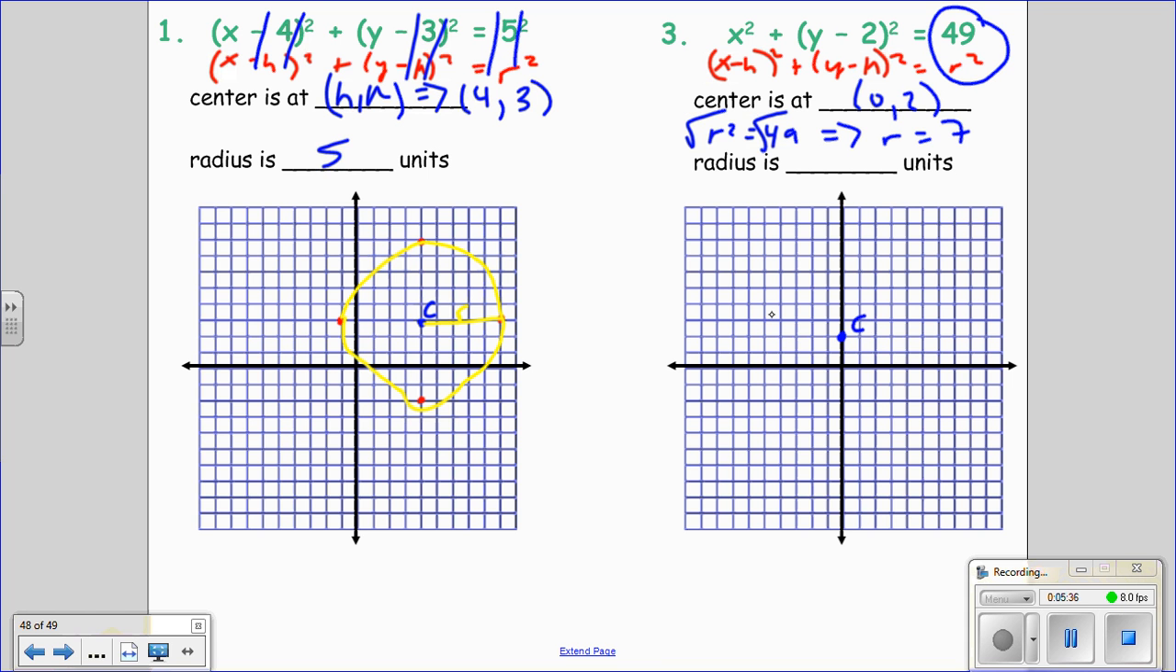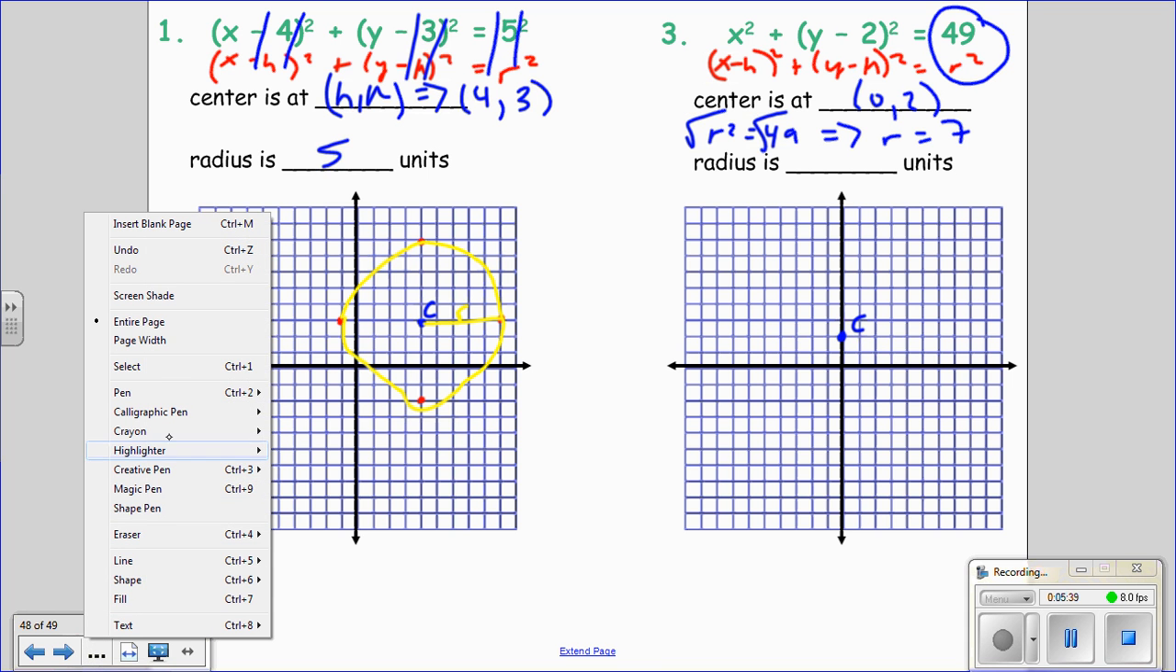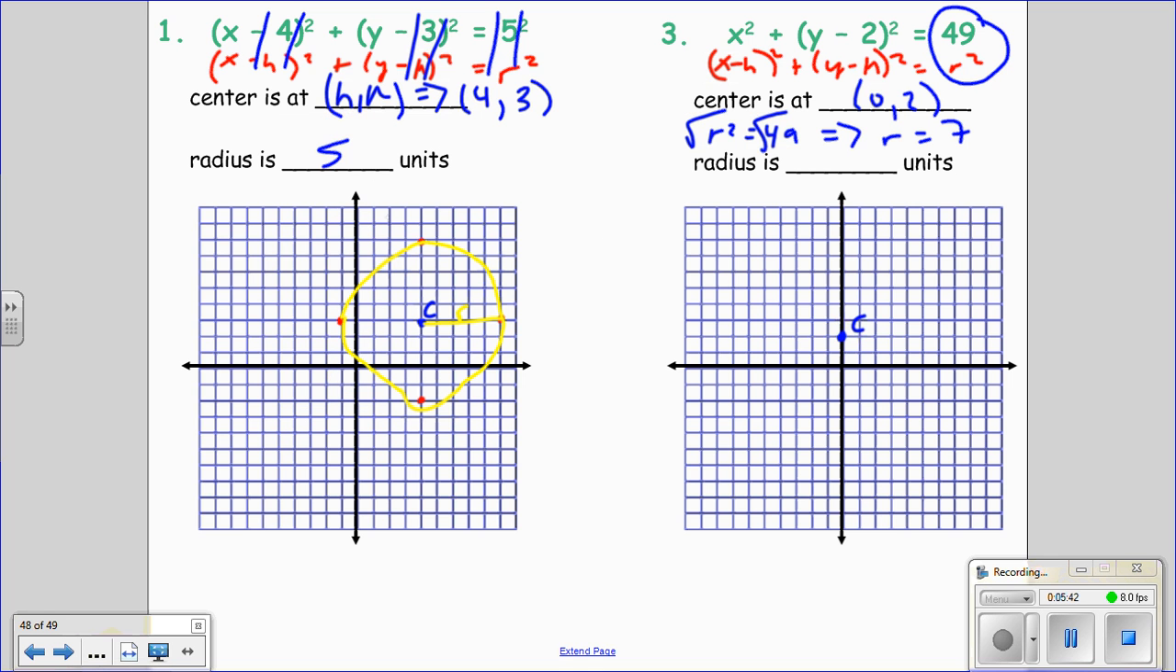That's your center. And now again, we're going to use the radius to find at least 4 other points on our circle. So 7 to the left, to the right, up, and down. 2, 4, 6, 7 would be here. 1, 2, 3, 4, 5, 6, 7 would be there. 1, 2, 3, 4, 5, 6, 7. This is 2, so 5 more. 1, 2, 3, 4, 5.